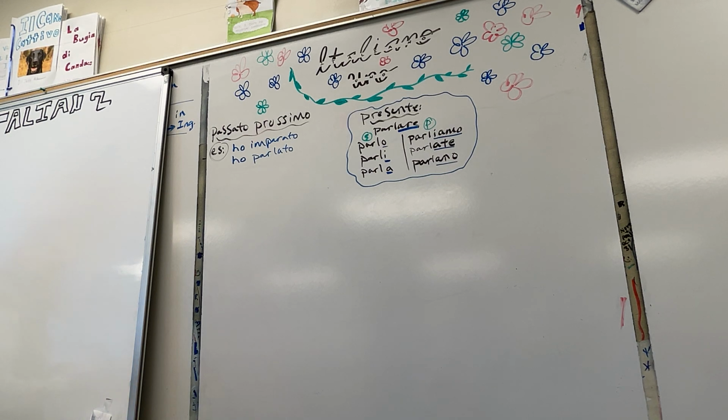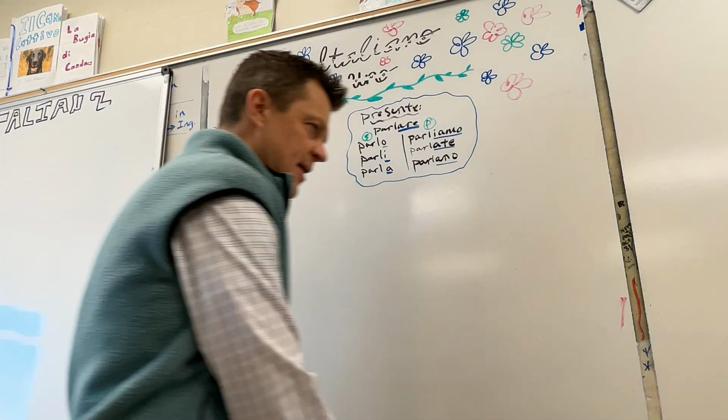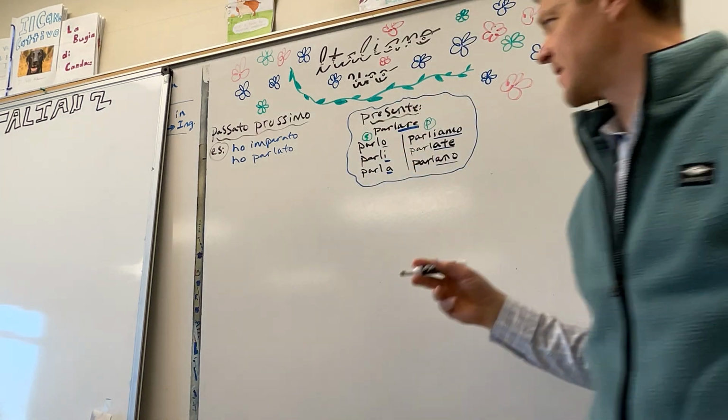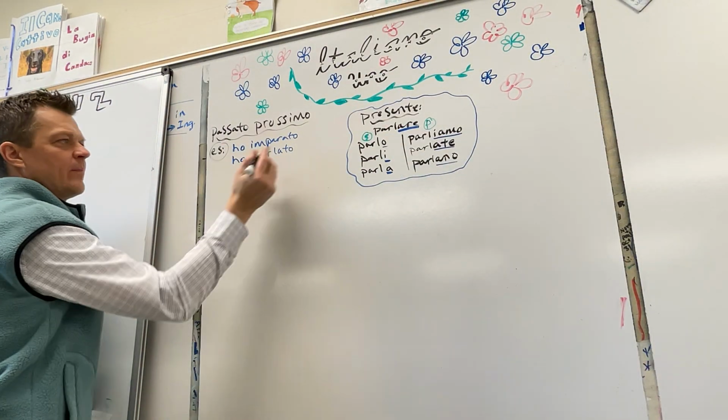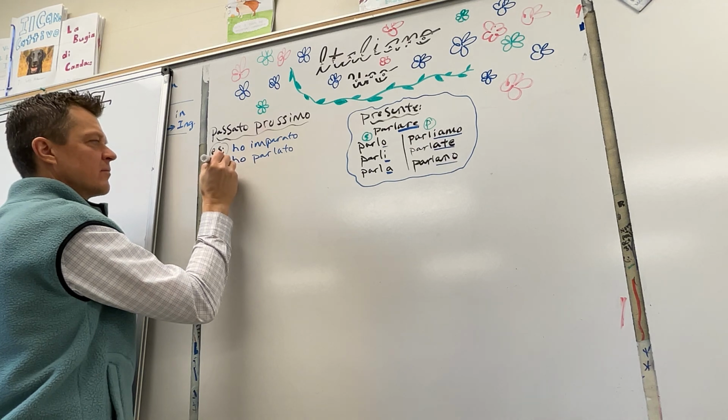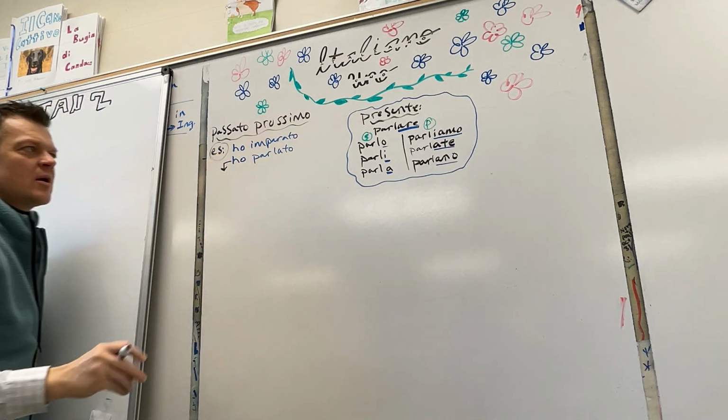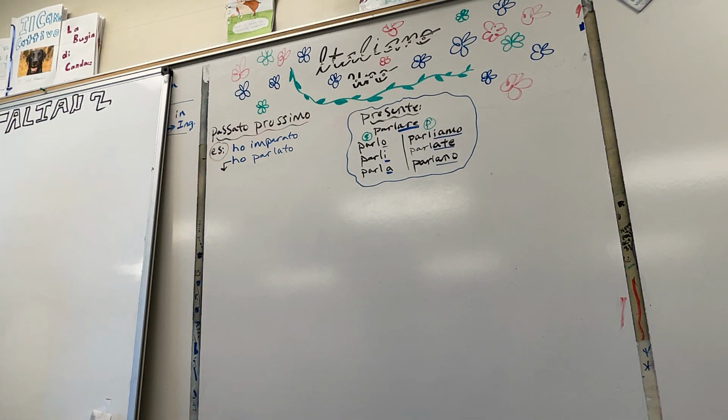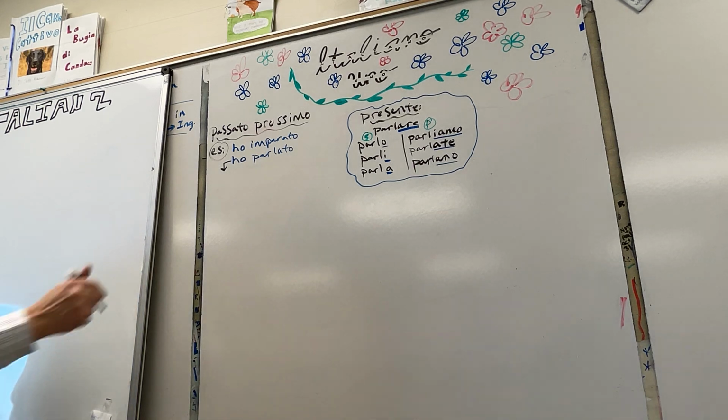Okay, so one question is how do you make this part? So the O part, che significa O? I have, yeah. Like, ho 14 anni. Come si dice I have 14 years? Ho 14 anni. Come si dice I have a brother? Ho un fratello.